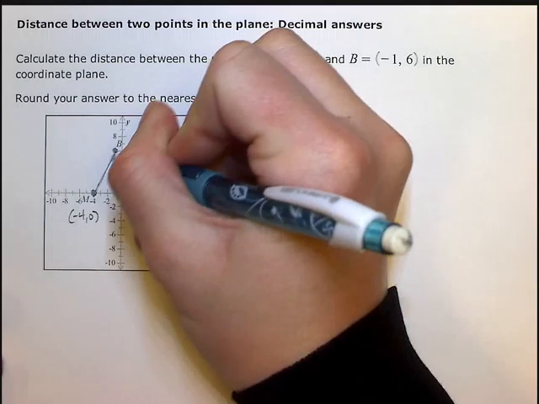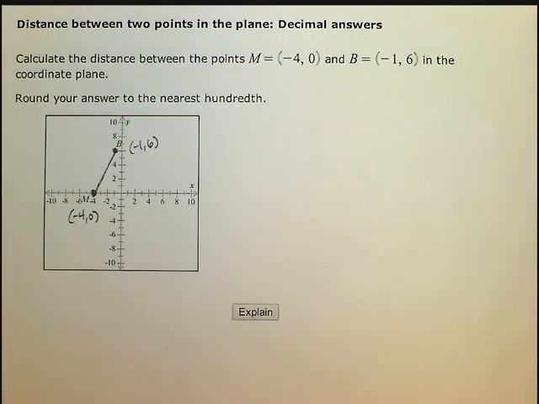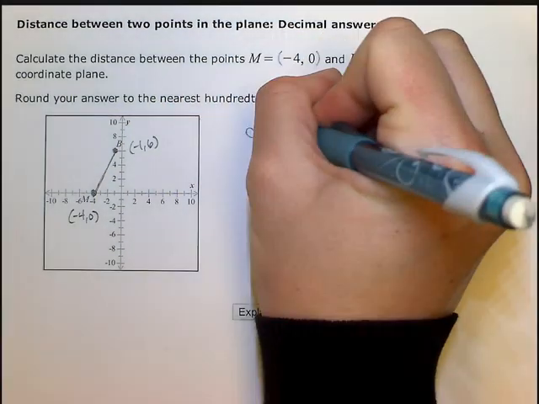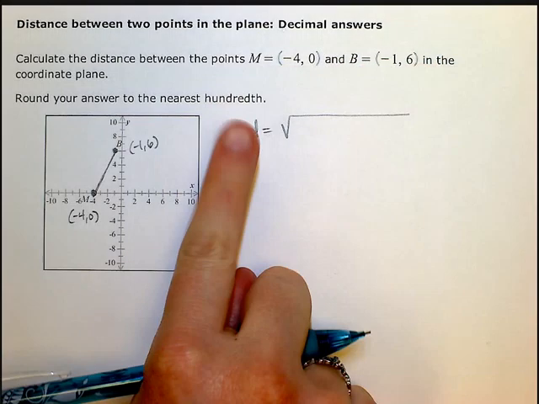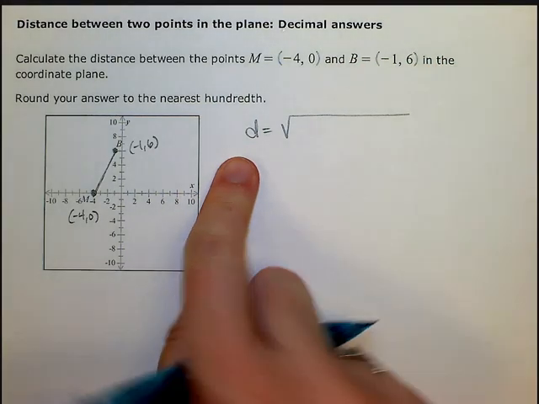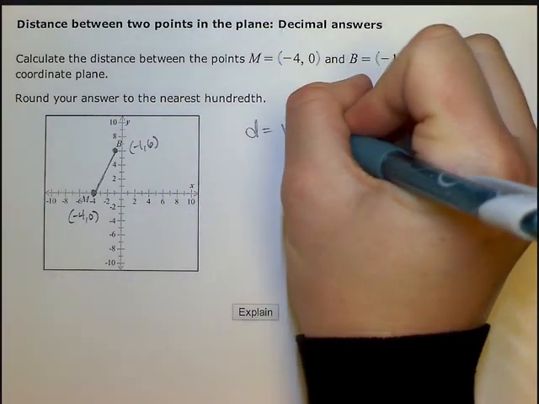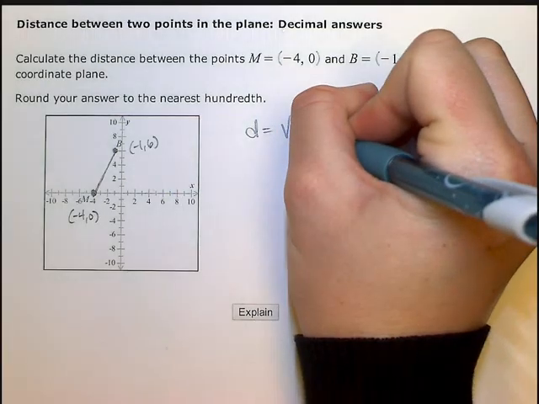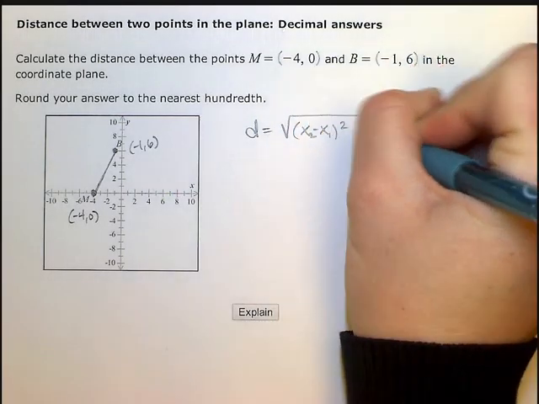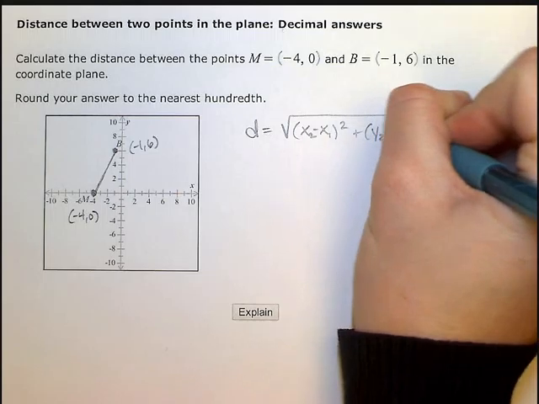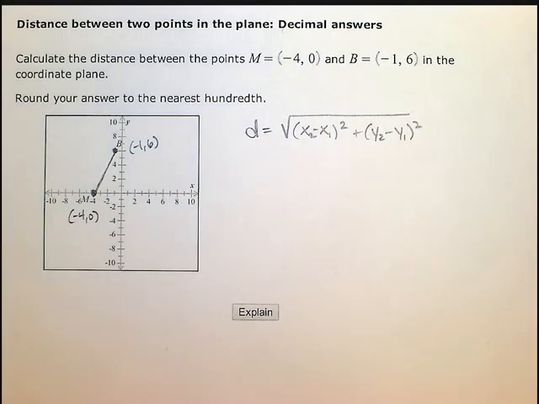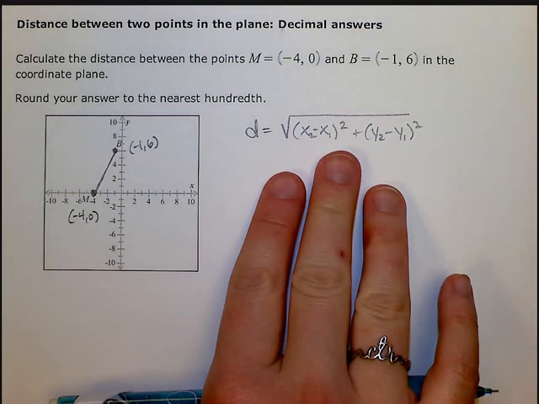Okay, I'm just going to go ahead and skip straight to the handy-dandy distance formula, which is this. The distance between 2 points is the square root of x2 minus x1 squared plus y2 minus y1 squared. If you want to skip straight to this formula, you're absolutely welcome to.